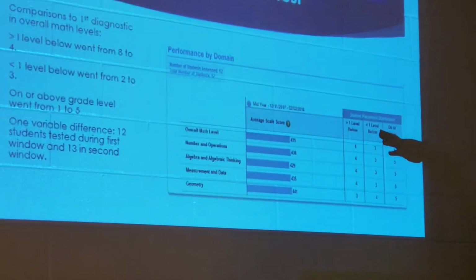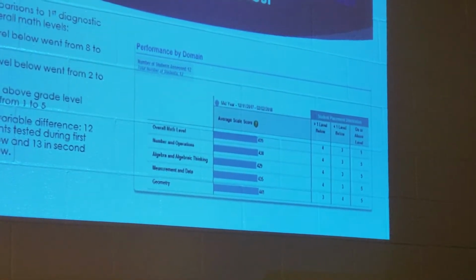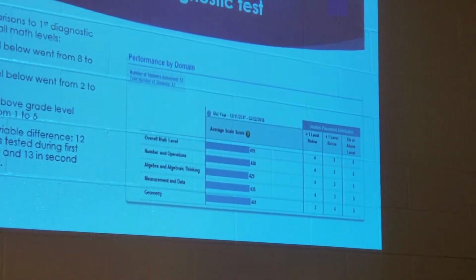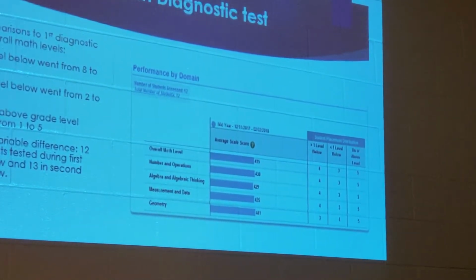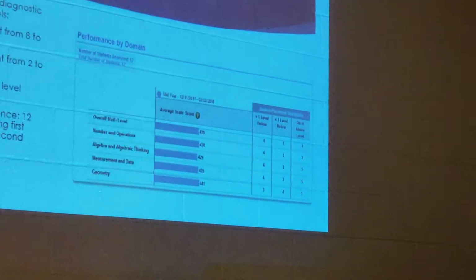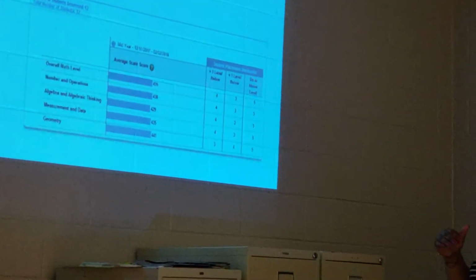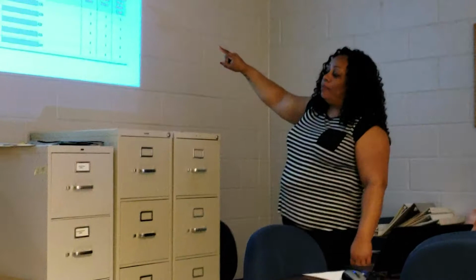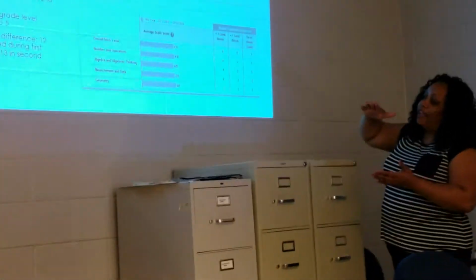So this one, as comparison to the first diagnostic in math overall, we went from when we had 8 students that were greater than 1 grade level below, we went from 8 to 4. And then for less than 1 year level below, we went from 2 to 3. And then on or above grade level, we went from 1 to 5. So you can see we have made some great gains with students helping bridge that gap.